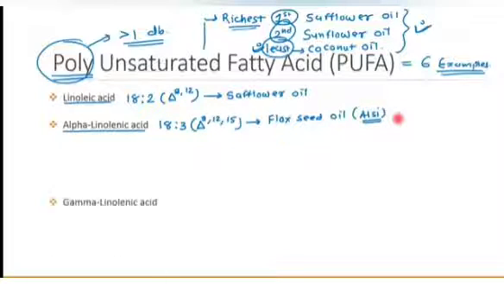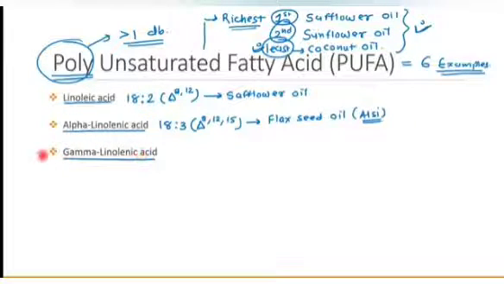Okay. The third example is gamma linolenic acid, and this particular polyunsaturated fatty acid is a very important one. Its popular short form is GLA, that is, the full form is gamma linolenic acid. Now again this is also an 18 carbon long compound. Again it has 3 double bonds. So just like alpha linolenic acid, gamma linolenic acid is also 18 carbon long and has 3 double bonds.